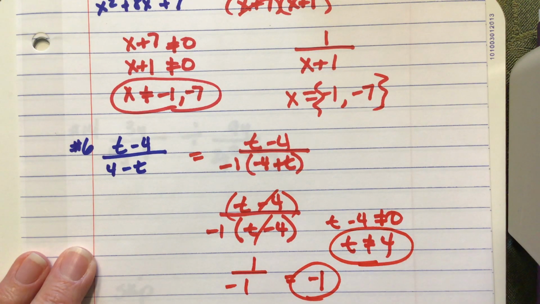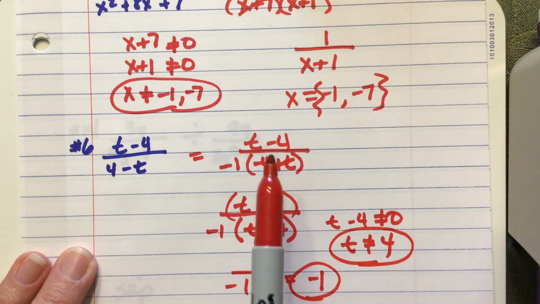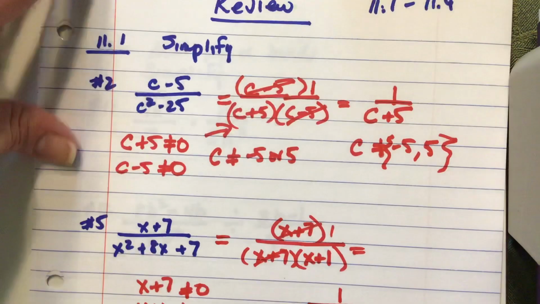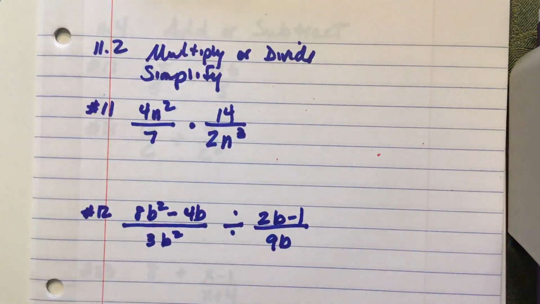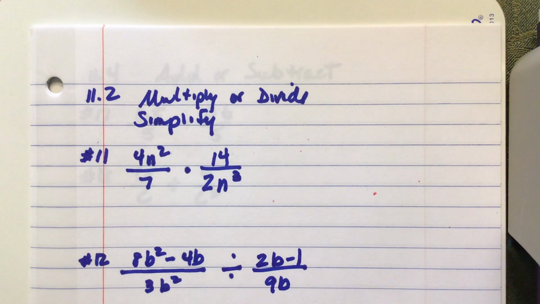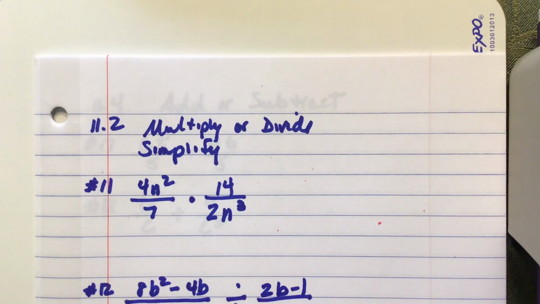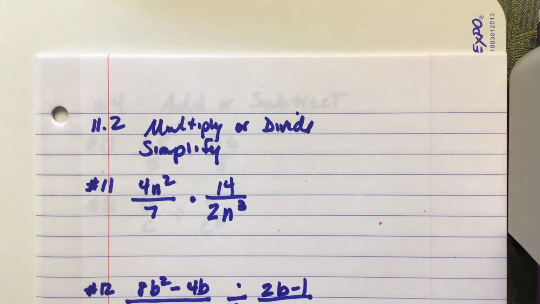Okay, so for that first section, we're just going to factor, check our denominator so that it doesn't equal 0, and then simplify. So now let's try section 11.2. And this we're going to multiply and divide, and we're going to also simplify. So let's take a look at number 11.